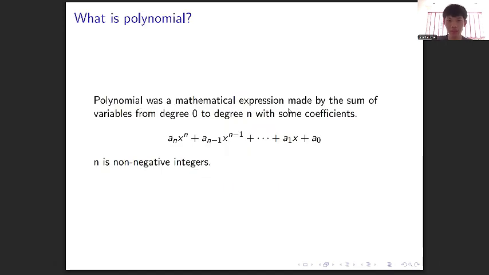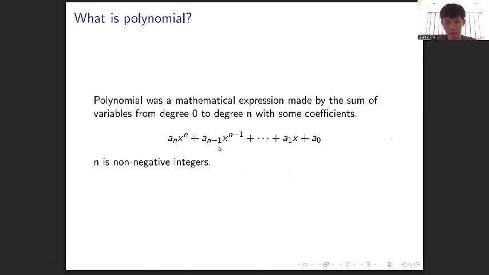A polynomial is a mathematical expression made by the sum of variables from degree 0 to degree n with some coefficients. We can write it in this form, where a_(n-1), a1, a0 are the coefficients, x is the variable, and n is a non-negative integer. We call this a degree n polynomial because the greatest power is n.